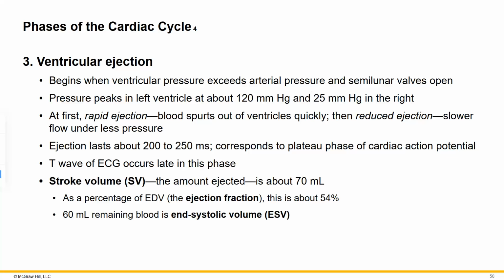At first, we have rapid ejection. The blood spurts out of the ventricles, and then reduced ejection. Ejection lasts about 200 to 250 milliseconds and corresponds to the plateau phase of the cardiac action potential. T wave of the ECG occurs late in this phase. Stroke volume is the amount ejected. It's about 70 mils, and as a percentage of EDV, the ejection fraction, that's about 54%. 60 mils remaining blood is the end systolic volume.